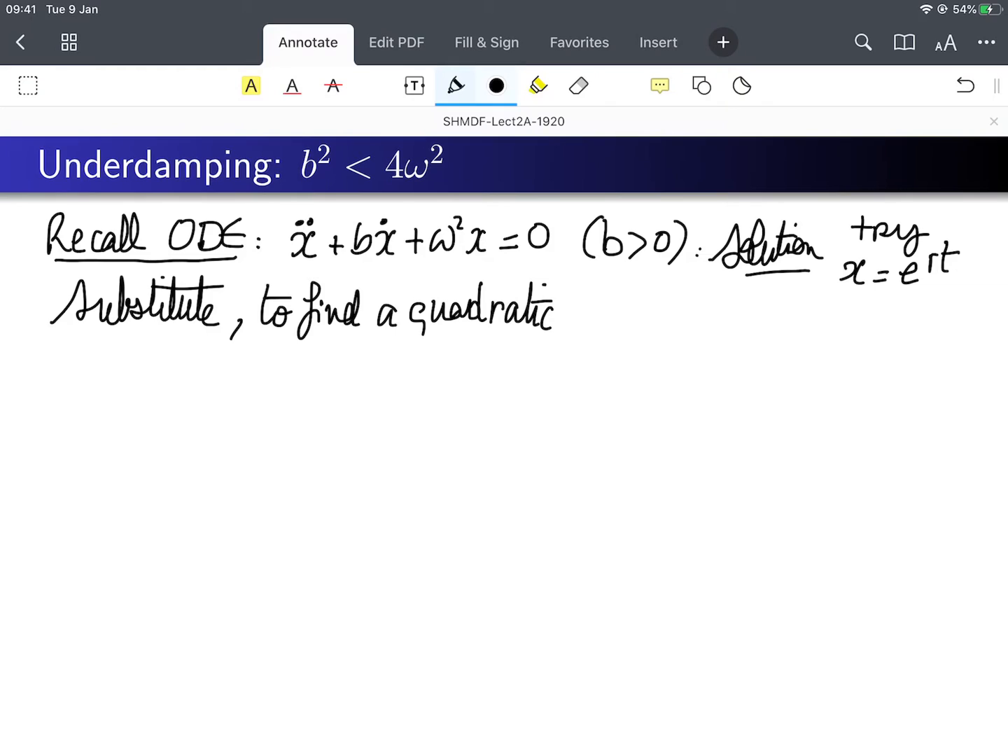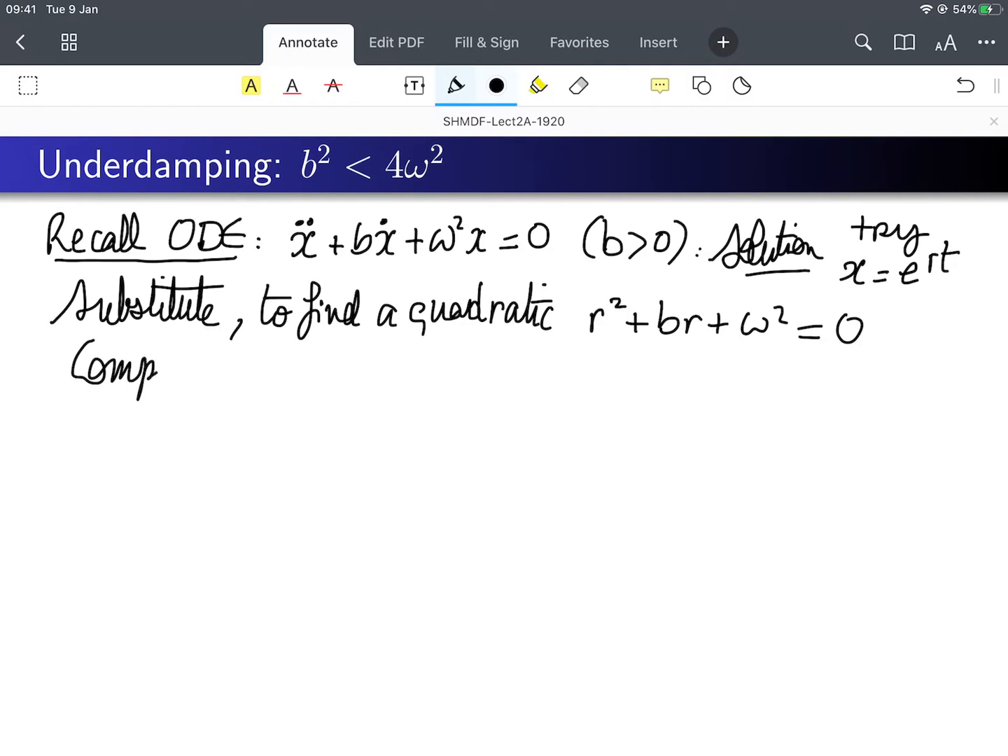That's simply because the first derivative, x dot, is going to be r times exponential. The second derivative, x double dot, is going to be r squared times exponential. And then if you substitute, you can divide across by e to the rt, and you end up with this quadratic, r squared plus b r plus omega squared equals 0. So that's the way to solve it. You know that now r, which you had kept unknown, is in fact a root of this quadratic.